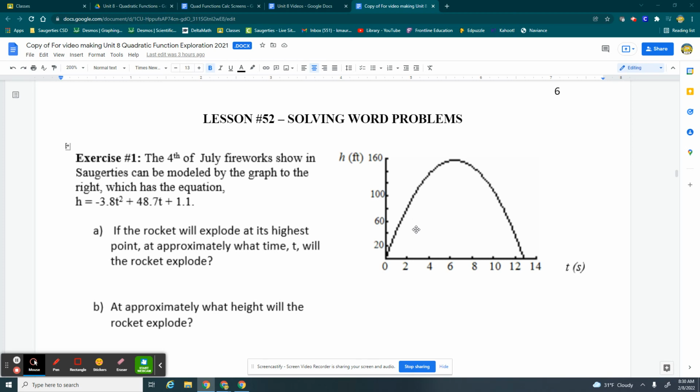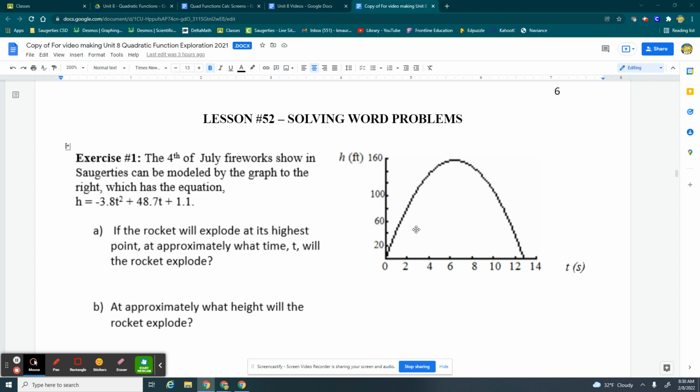Now we're on lesson 52. We're looking at word problems, and a lot of times you're given the equation, so you just have to answer questions about the scenario. So for exercise number 1, it says the 4th of July fireworks shown in Sargadees can be modeled by the graph to the right, which has the equation y equals negative 3.8t squared plus 48t plus 1.1.